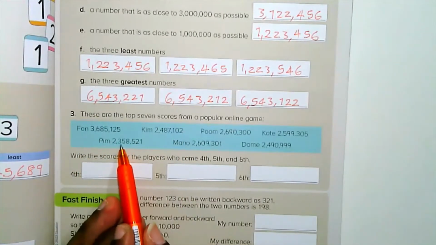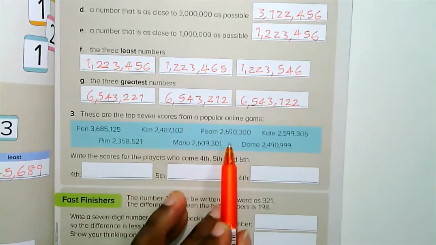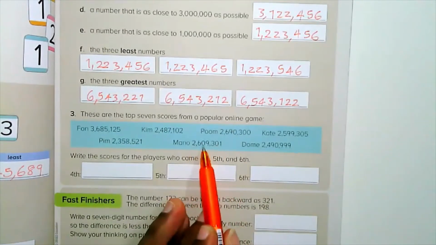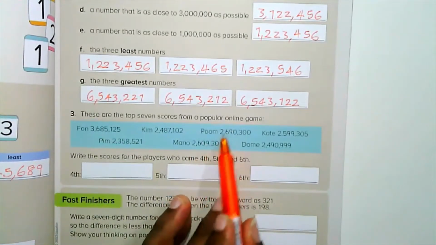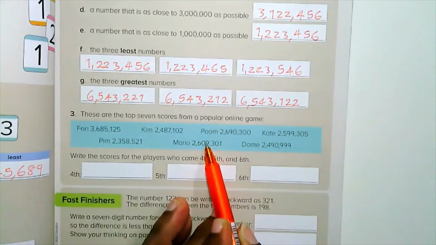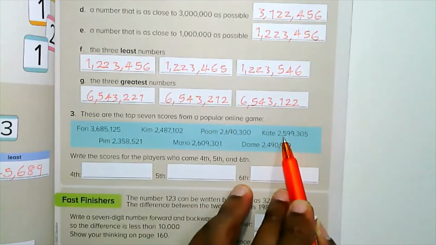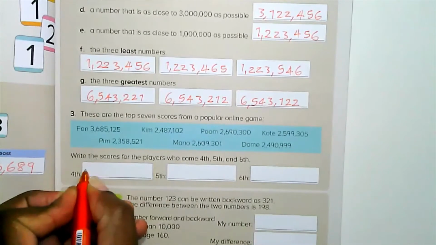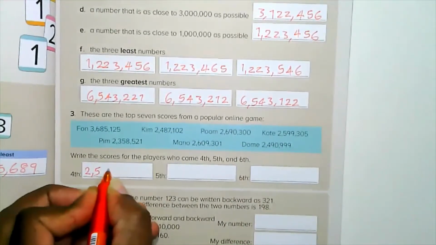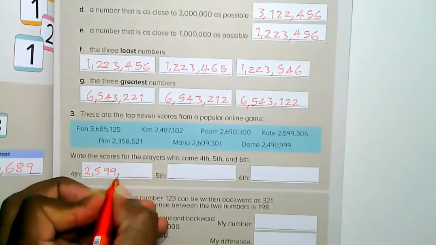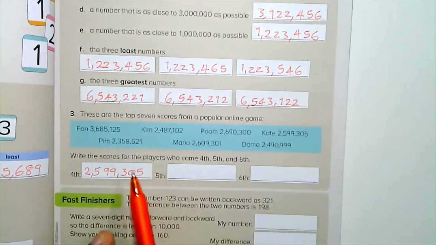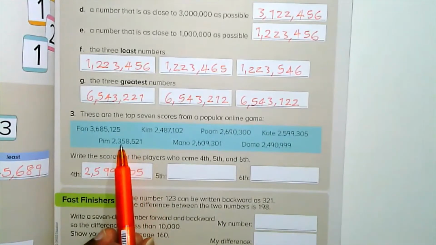So we consider the 100,000. We have 6. This 6 will be first and second, second and third. Now the fourth will be Kate. The fourth will be Kate, which is 2,599,305.